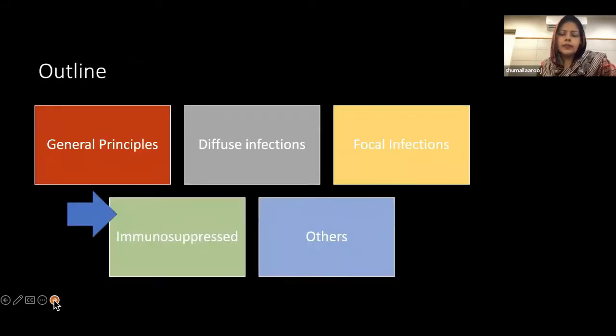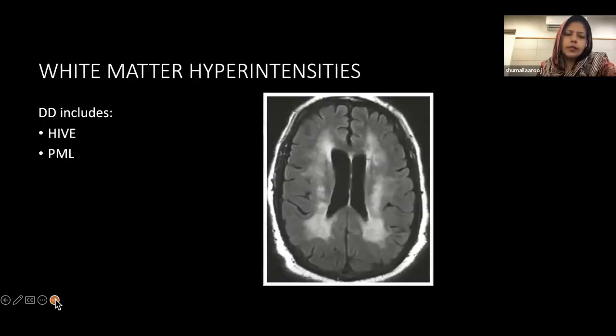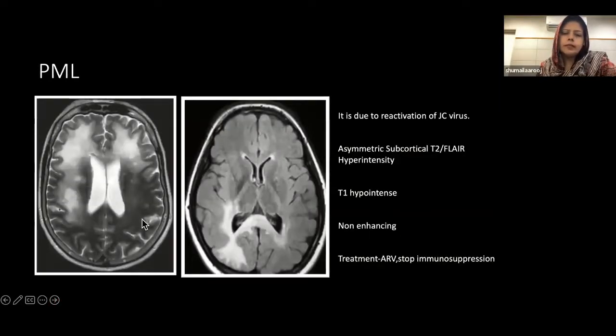So there are certain infections which are seen in immunocompromised or immunosuppressed patients, like patients of HIV, lymphoma, leukemia, patients on chemotherapy, diabetic patients, and the pediatric age group. So especially in HIV patients, there are two very important entities which appear as white matter hyperintensities, and these are HIV-induced encephalopathy and PML. So they are very similar in appearance.